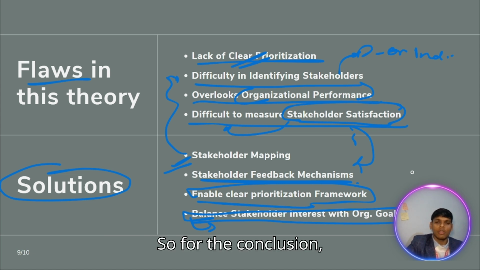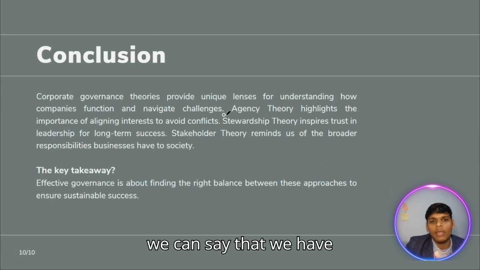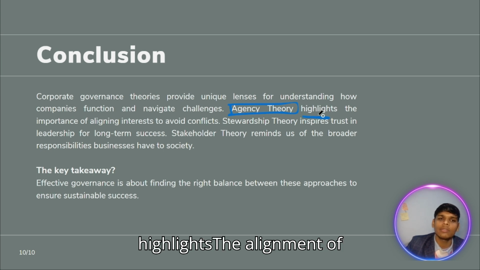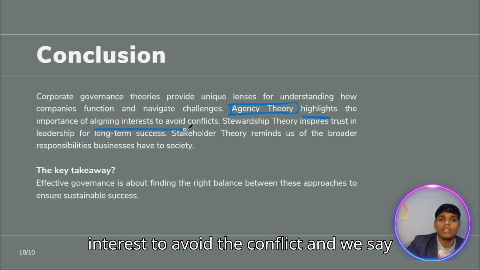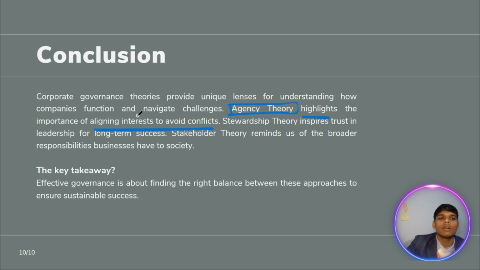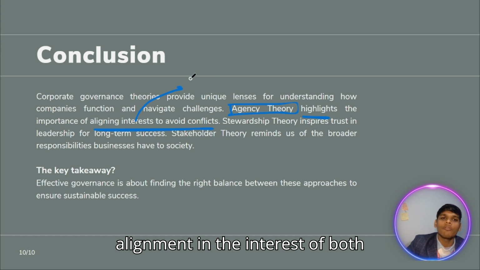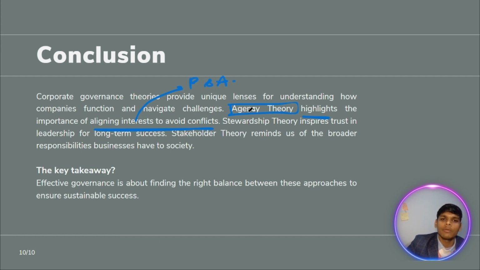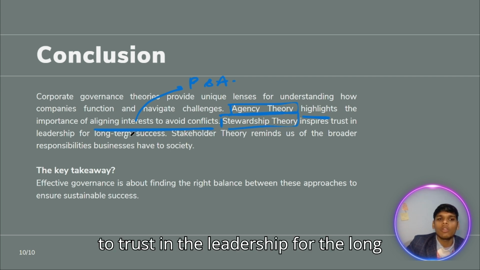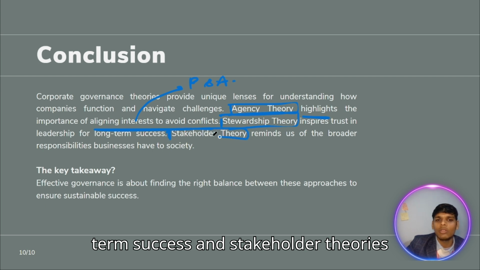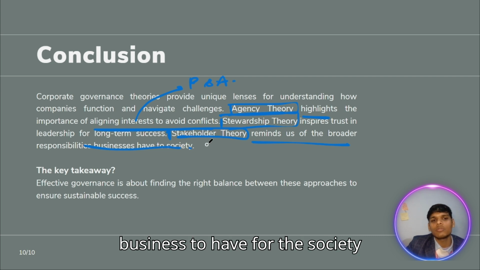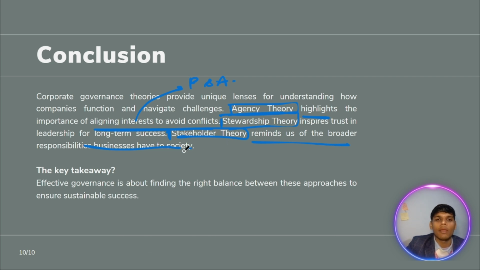So, for the conclusion, we can say that we have three points. Agency theory highlights the alignment of interest to avoid conflicts. As we said, there should be alignment in the interest of both principal and agents. Stewardship theory inspires trust in the leadership for long-term success, and stakeholder theory reminds us of the broader responsibilities a business has for society.